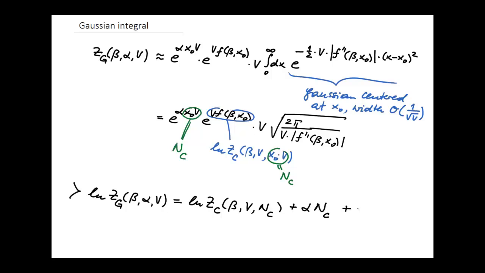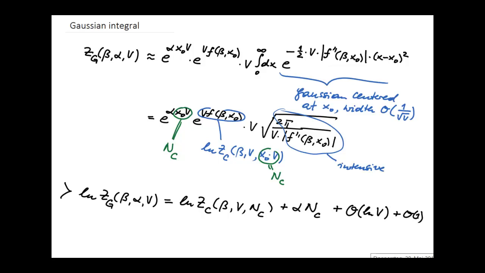So this is a term which is of the order logarithm of the volume. And then we have a log of the remaining factors, 2 pi, and this absolute value of the second derivative. These are all intensive, so they don't scale with volume, they don't scale with size. And therefore, I write this here as order 1, meaning that they don't scale in any form with the size of the system.